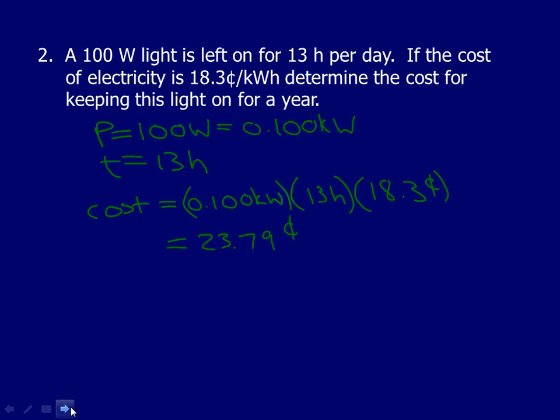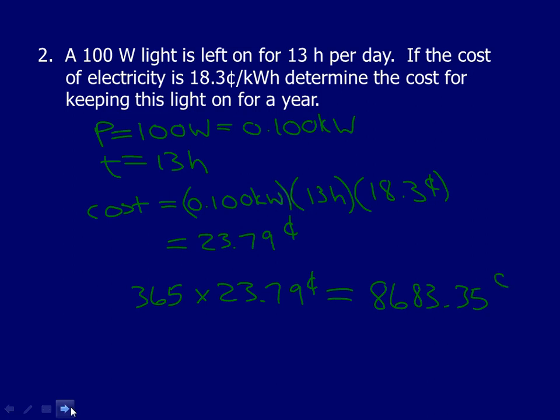The biggest mistake by many students is they want to clear that calculator away before they move on to the next calculation. Don't do that, because what am I going to do with that number? Times it by 365. So 365, doesn't matter the order, times 23.79 cents per day. And, yeah, what do you got, Grace? 8,683.35. And what's the unit on this?